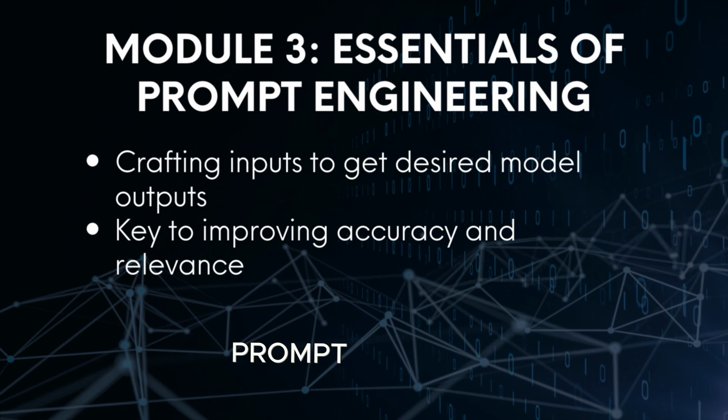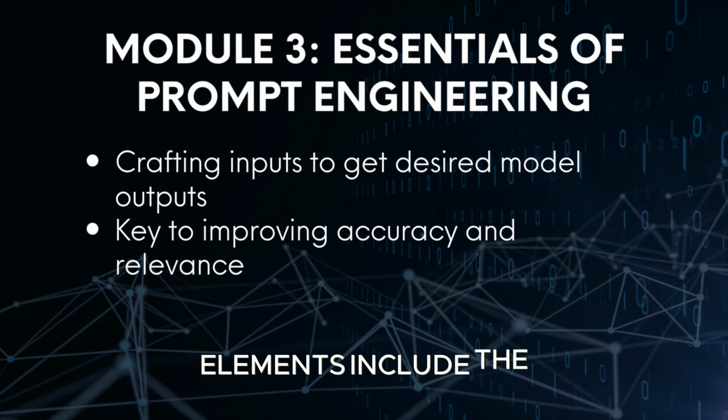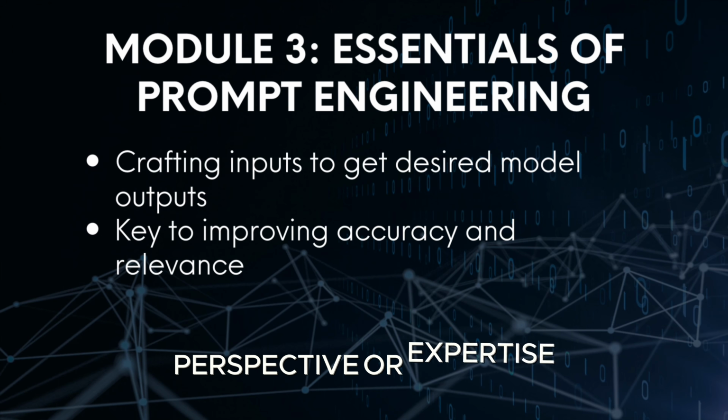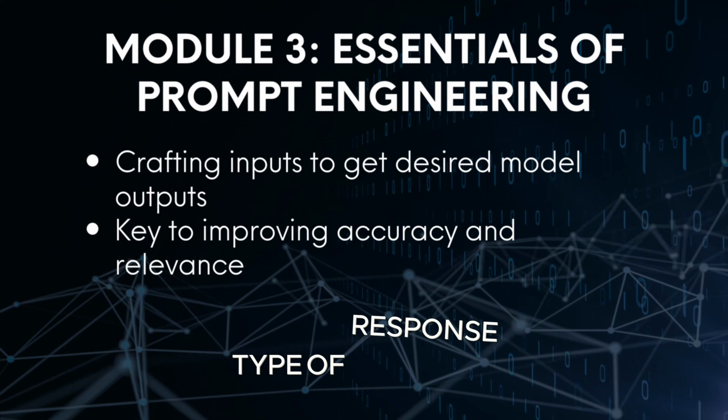Now let's take a look at prompt elements. Prompt elements are the specific details or subcomponents within a prompt that provide additional clarity or direction. So the prompt elements include the role, which is the perspective or expertise the AI should adopt. The topic, which is the subject matter or focus area for the task. The output, which is the desired format or type of response.